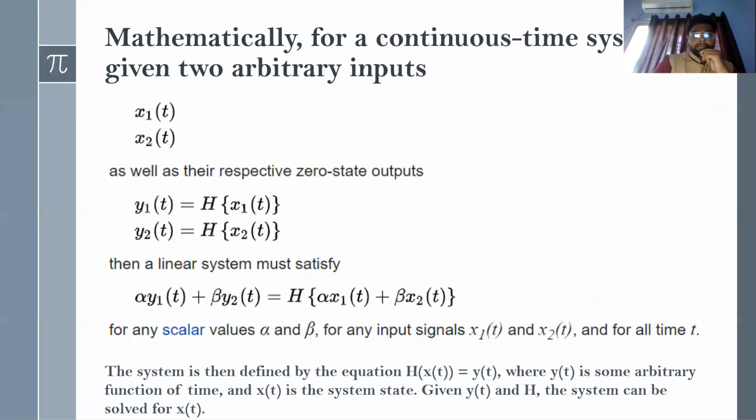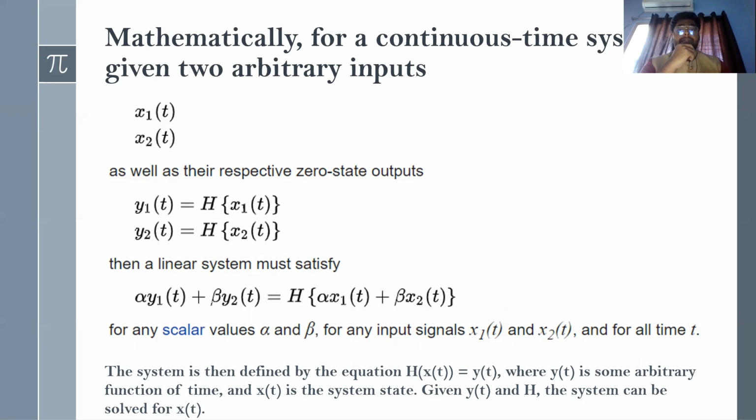The next slide. Mathematically, for continuous time systems, given two arbitrary inputs x1, x2 as well as their respective zero state outputs, y1 equals H of x1 of t, y2 equals H of x2 of t, then a linear system must satisfy this equation, which is the most important equation of linear systems.